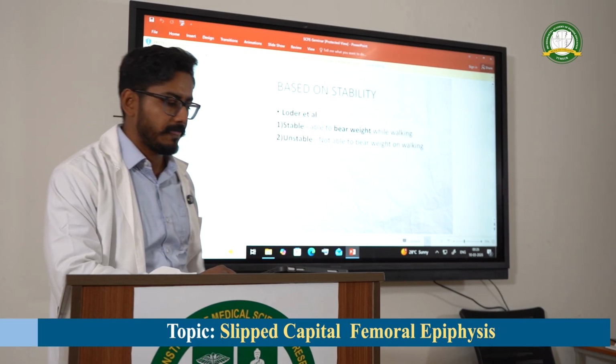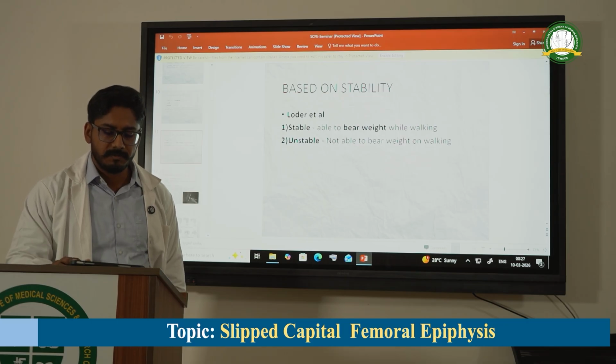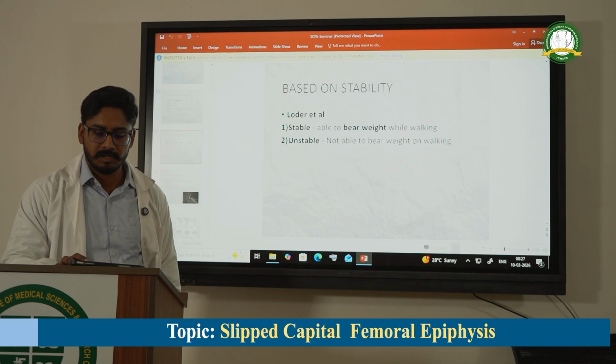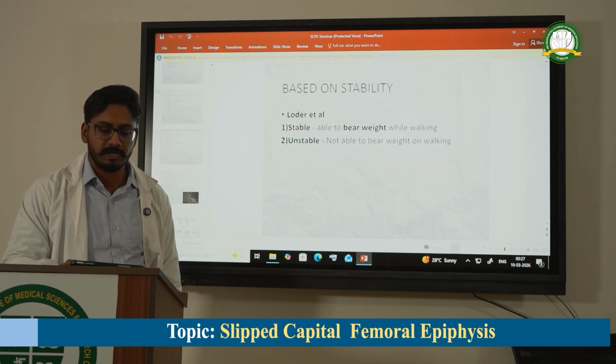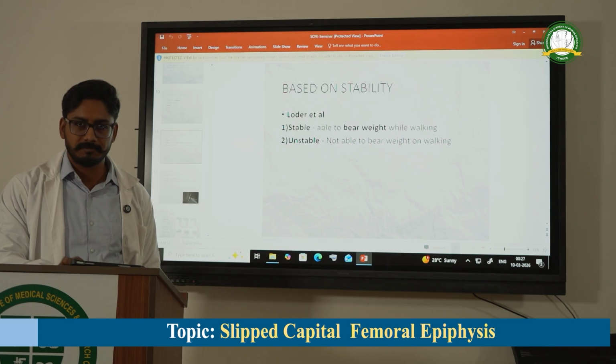Based on stability, it is explained by Loder et al. In the stable type, the patient will be able to bear weight. In the unstable condition, the patient will not be able to bear weight.